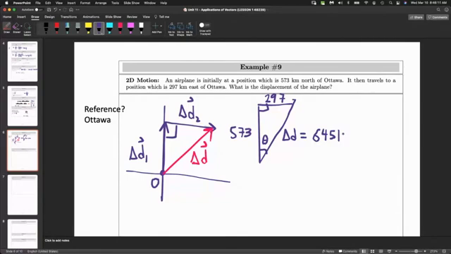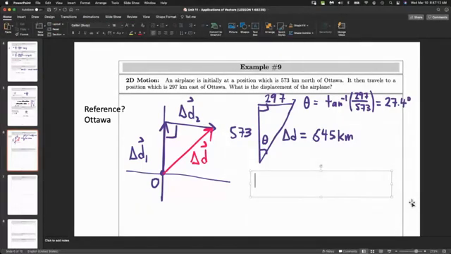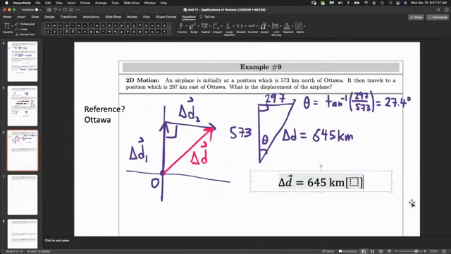I think we've done enough Pythagorean theorems in our lives today by this point. Now theta, you can use tan theta. So tan inverse of 297 over 573. What does theta equal? Anybody have a number there? I got 27. Can someone confirm 27.4? Thank you. So we have all the information that we need. We can write down the final answer: the displacement is 645 kilometers, 27.4 degrees east of north.